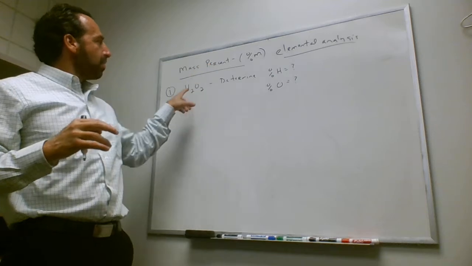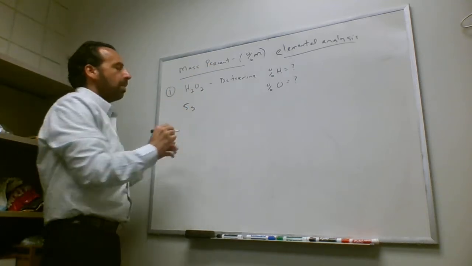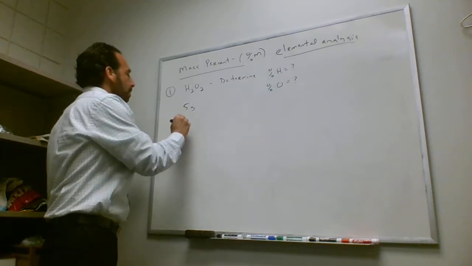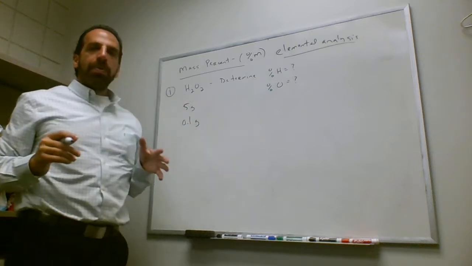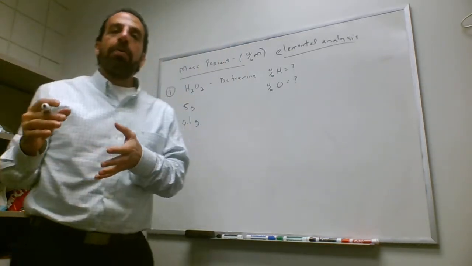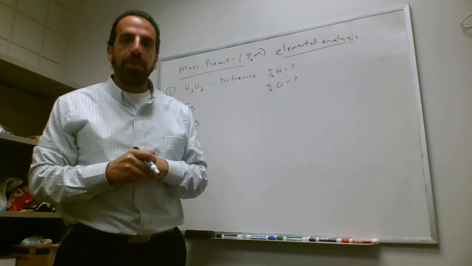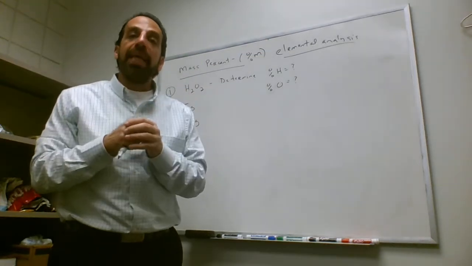So say I had, this is actually hydrogen peroxide, say I had 5 grams of hydrogen peroxide or 0.1 gram. The mass percent stays consistent. So a lot of times, in fact whenever you make a new compound, you have to report what they call elemental analysis, which is essentially the mass percent, the percent of each element in that compound.